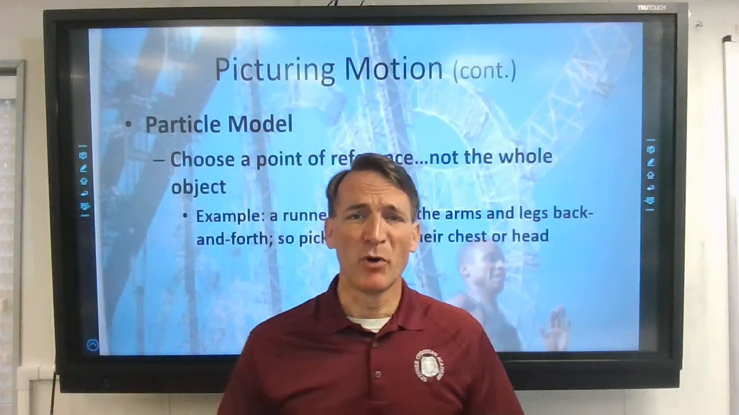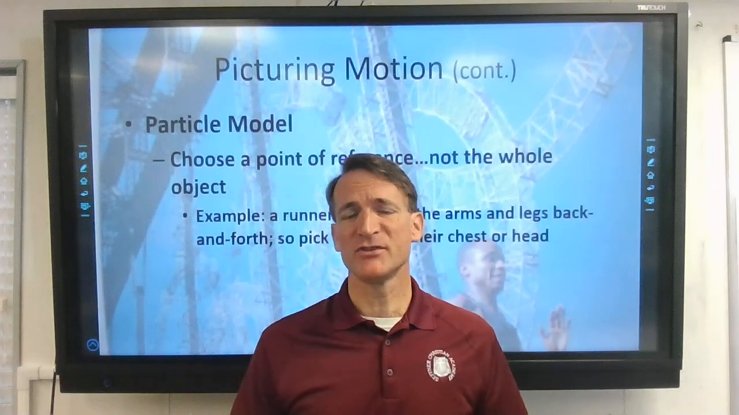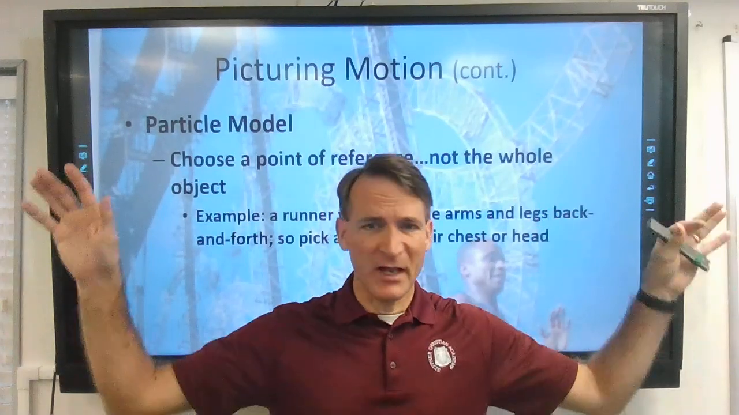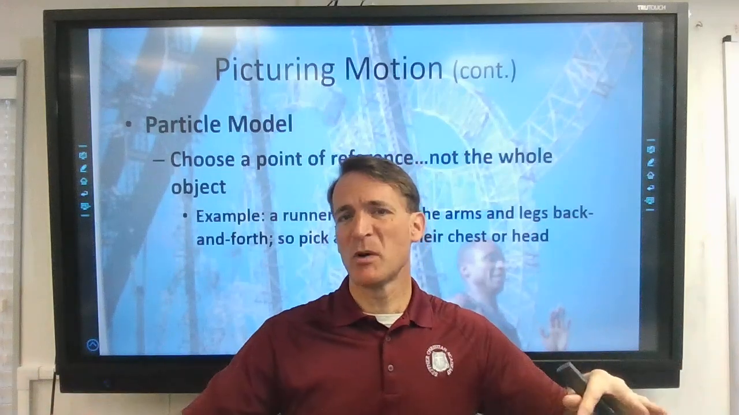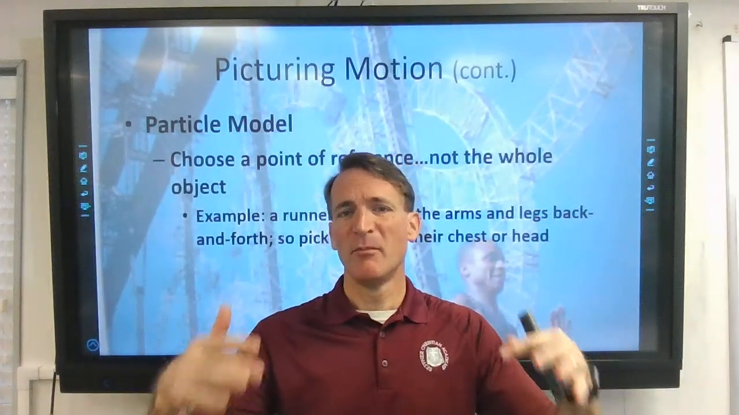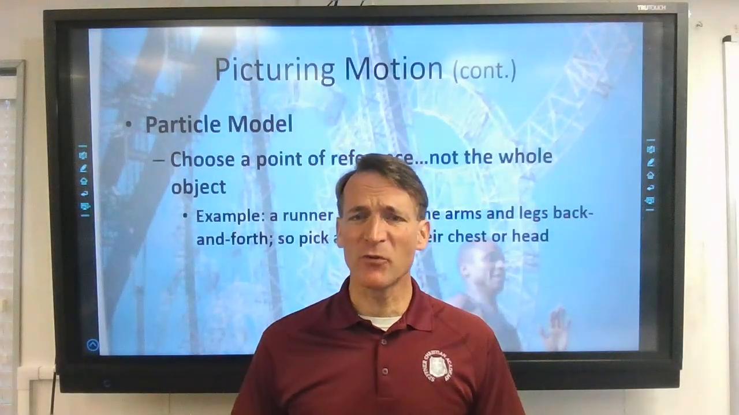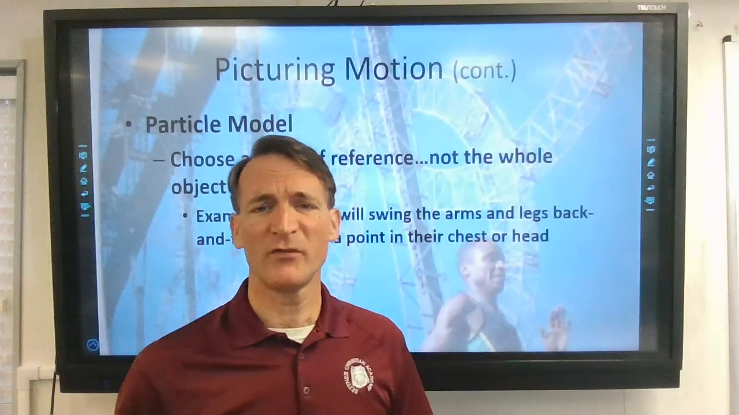If we were looking at a bird, the tip of the wing is not a good point of reference because those wings are going up and down. And so you're not getting a true representation of what the motion of the entire bird is by choosing the tip of the wings. So just be careful as you look at what point of reference you want to make.